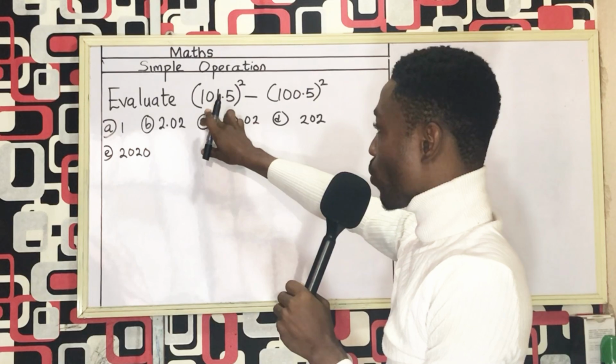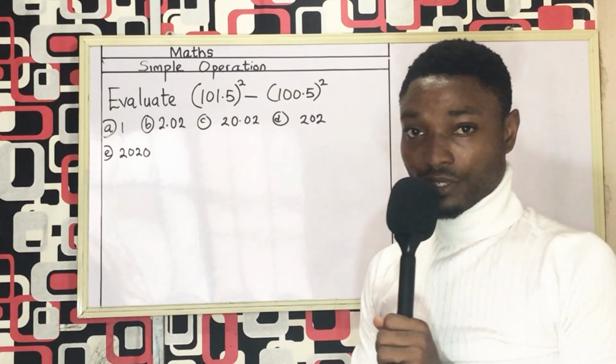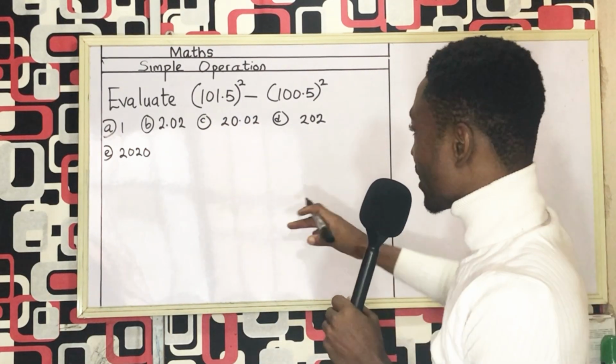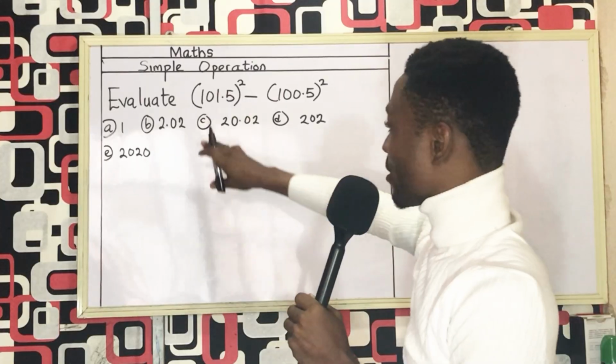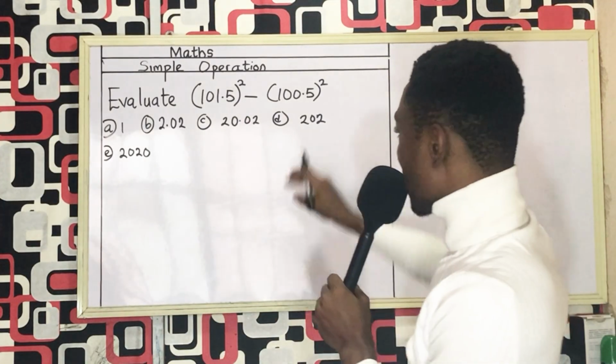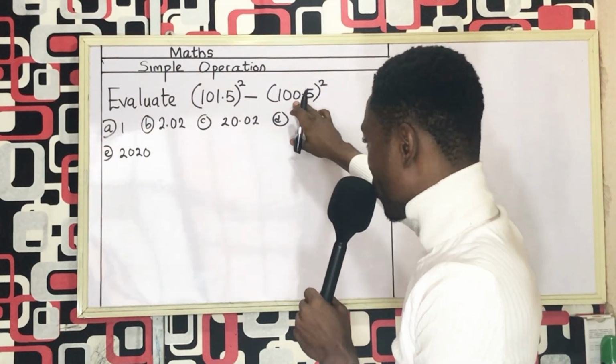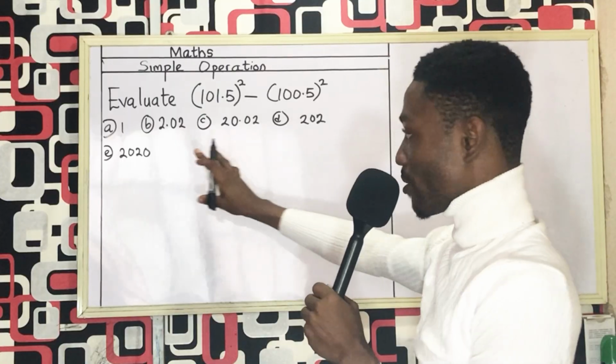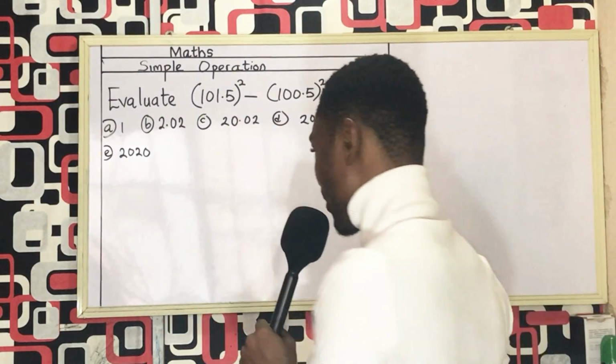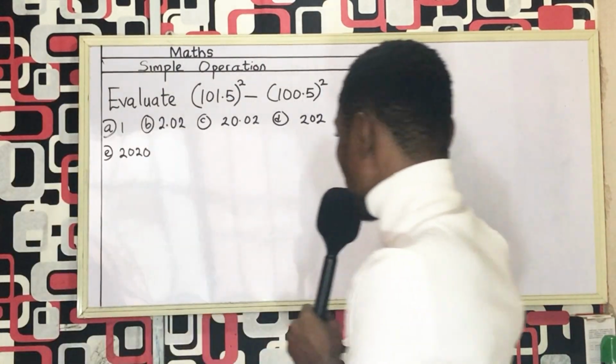This says 101.5 squared. We have to get the answer to this as step one, the answer to this operation as step two, subtract it, then we can look for the answer. So let's dive right into it with the solution somewhere around here.